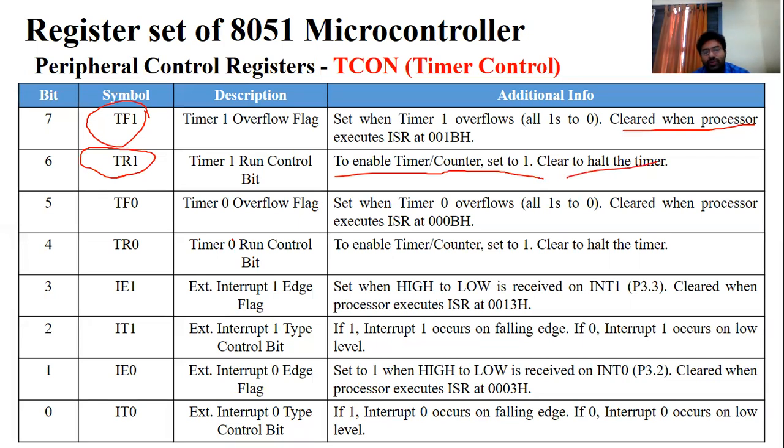Then the overflow flags TF0, TF1 and so on. One indicates the flag information, and the other gives the running and stopping of the timer and counter devices. These all come under the interrupts. We can load the interrupt, or we can access interrupt 0 or interrupt 1.